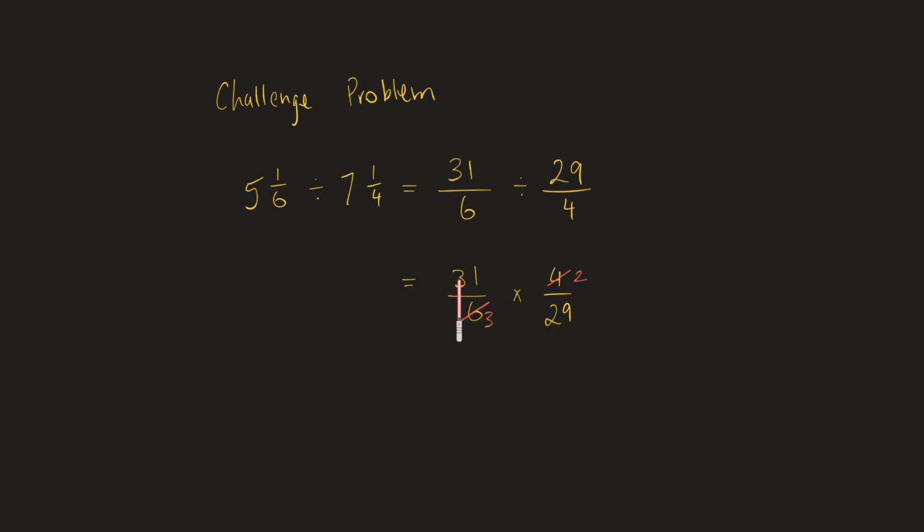Look at 31 and 29. I can't simplify that way. So I'm just going to multiply my numerators together. 31 multiplied by 2 will give me 62, over 3 multiplied by 29, and that'll give me 87. And that will be my answer to that problem, as I wasn't able to simplify any further in the question.